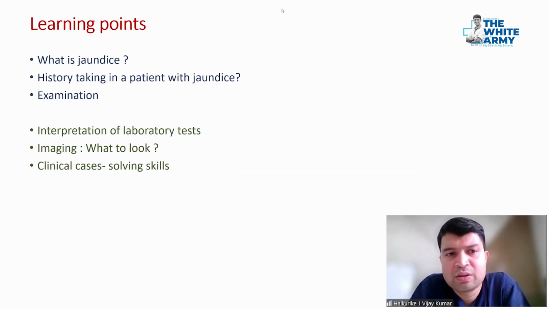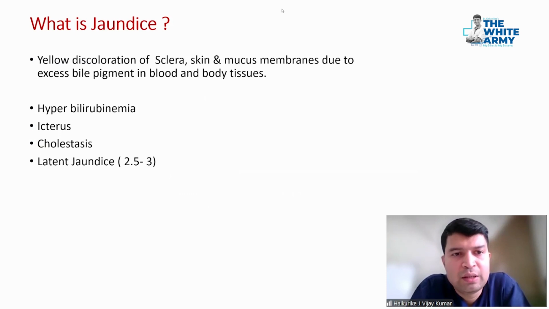First, we'll be going through what is jaundice, history taking in a patient with jaundice, and examination in detail. The second part of this talk includes interpretation of laboratory tests and imaging, which includes simple X-ray, ultrasound, CT scan, MRI. So what to look for in these imaging modalities. At the end, I'll be solving some 8 to 10 clinical cases, which will help us in our daily clinical practice. So what is jaundice?